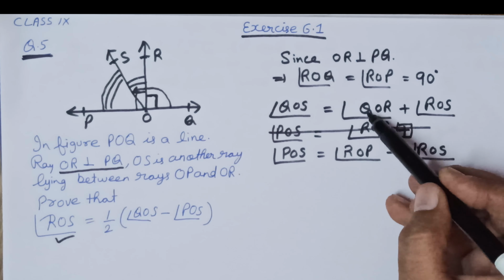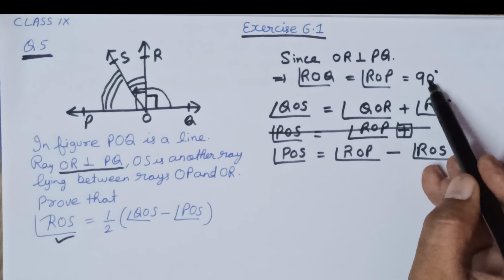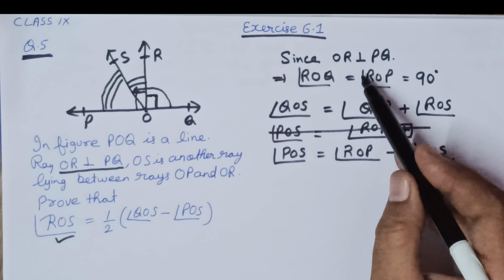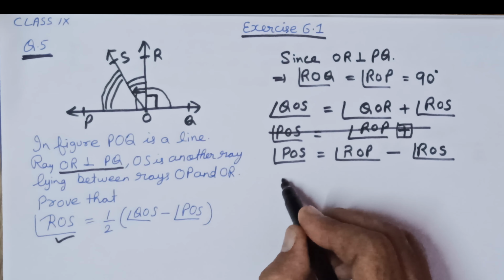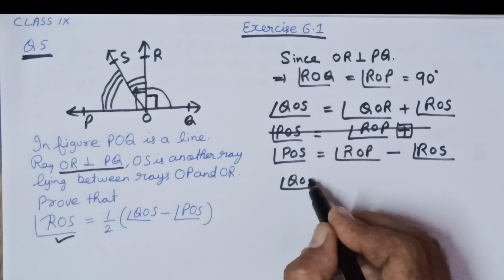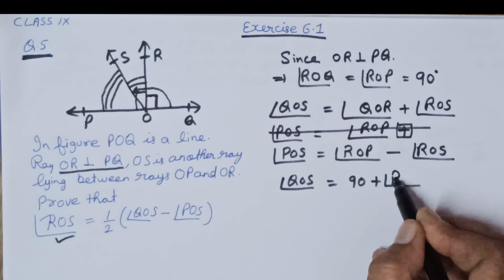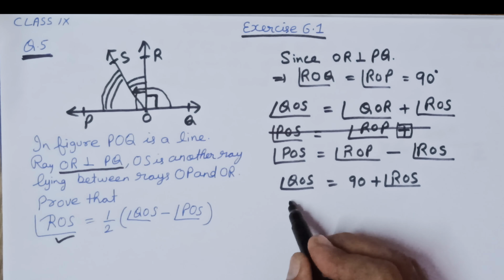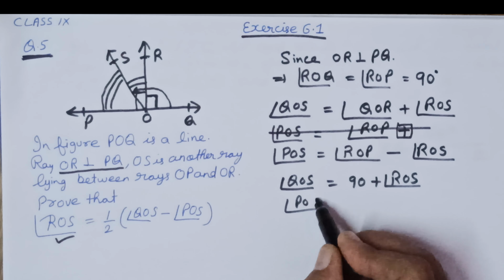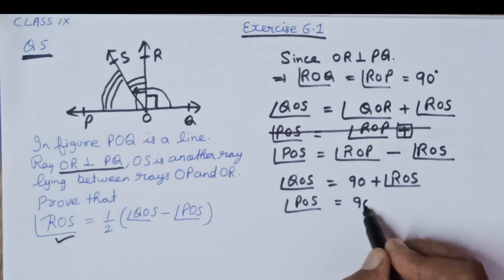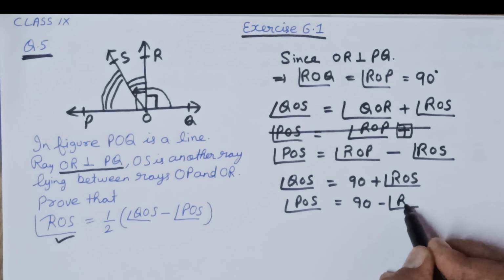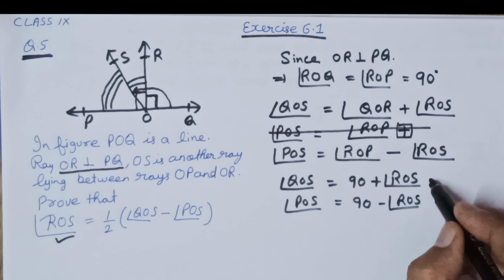Now what is QOR? It is 90 degree. What is ROP? It is 90 degree. So again I can write QOS equal to 90 plus ROS and POS equal to 90 minus ROS. Call it as 1, and this as 2.